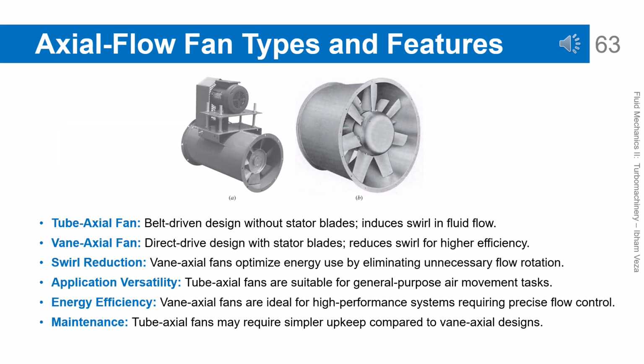Axial flow fan types and features. Tube axial fans are usually belt-driven and do not have stator blades, so they produce swirl. Vane axial fans use direct drive and stator blades to reduce swirl and improve efficiency. This difference affects energy consumption and the quality of the outlet flow.